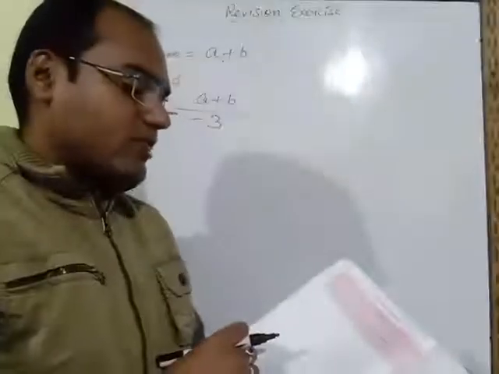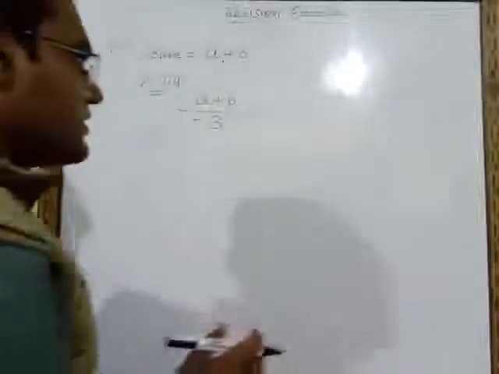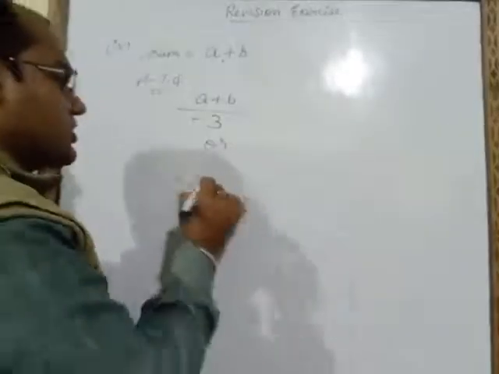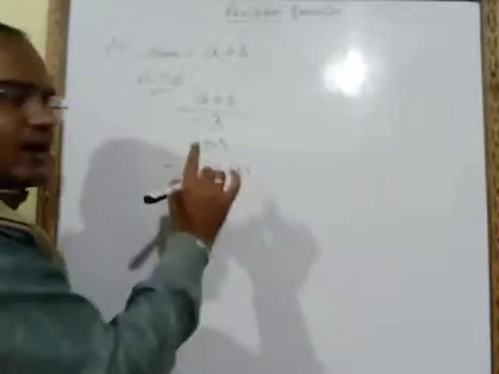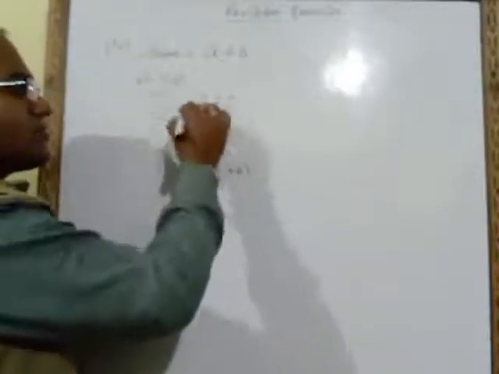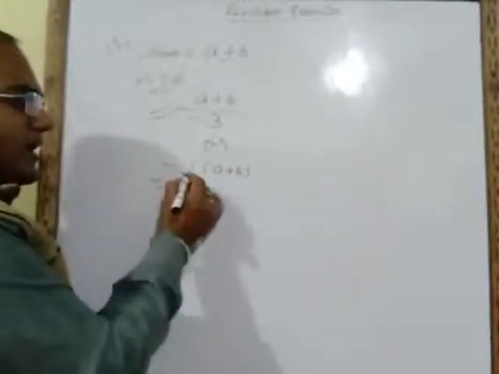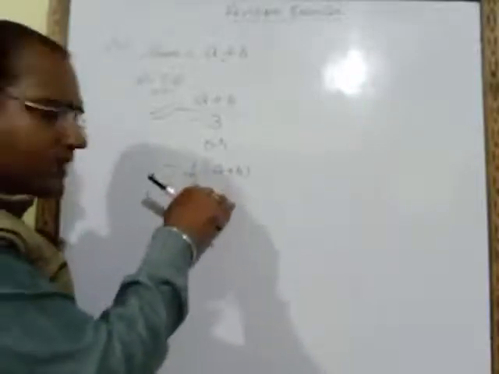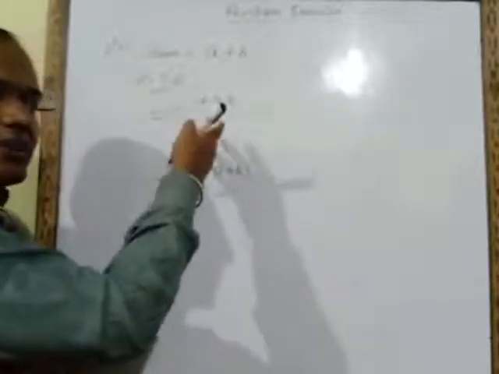In your answer sheet it is written as -1 upon 3 bracket a plus b. This one and the thing which is given in the question, -1 upon 3 a plus b, both are the same. You can write like this also or like this also, both the ways are correct. Here this 3 is coming under upon, which means the 3 is in the denominator, and where I had written, this 3 is in the denominator only.